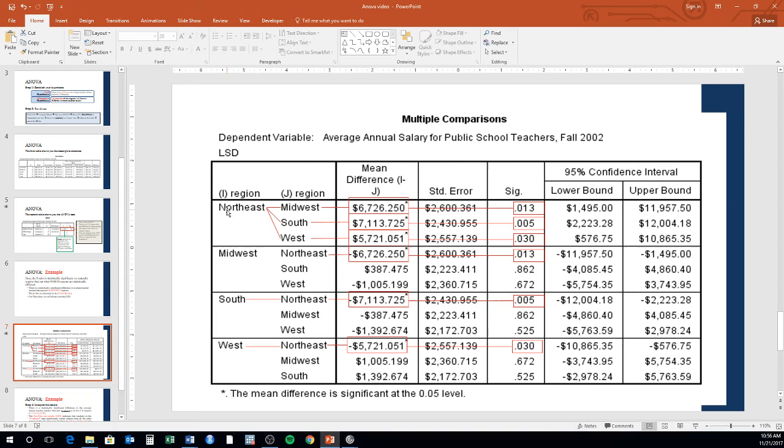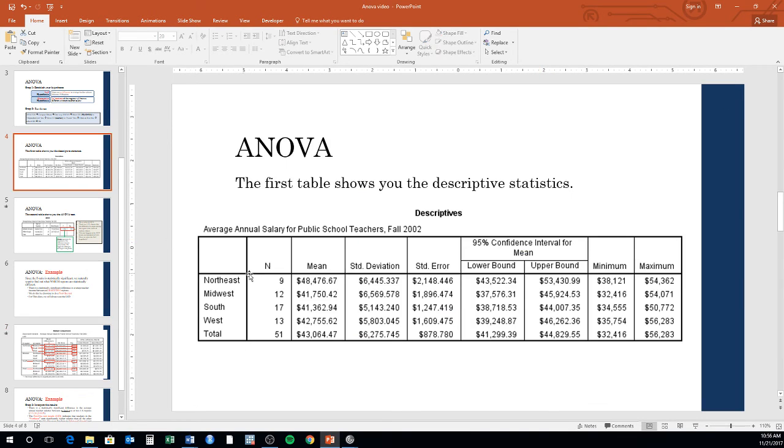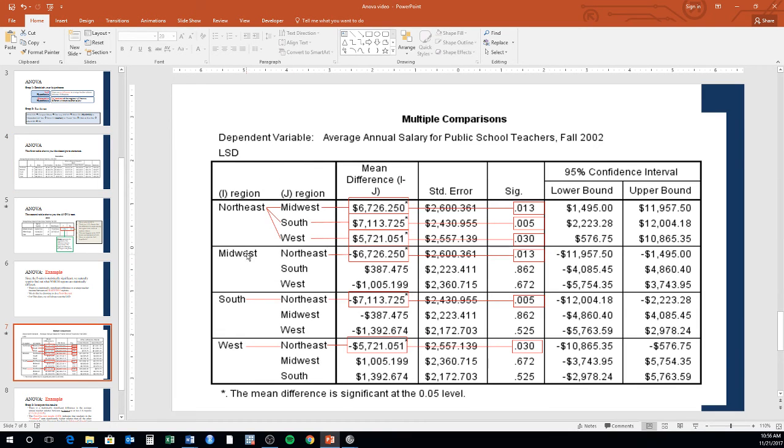When comparing to the South, teachers in the Northeast make about $7,100 more than teachers in the South, and that difference is again statistically significant. Teachers in the Northeast make about $5,700 more than teachers in the West, and that difference is statistically significant because this p-value is less than 0.05. Again, this is the kind of stuff that we already kind of saw here, so this makes sense.